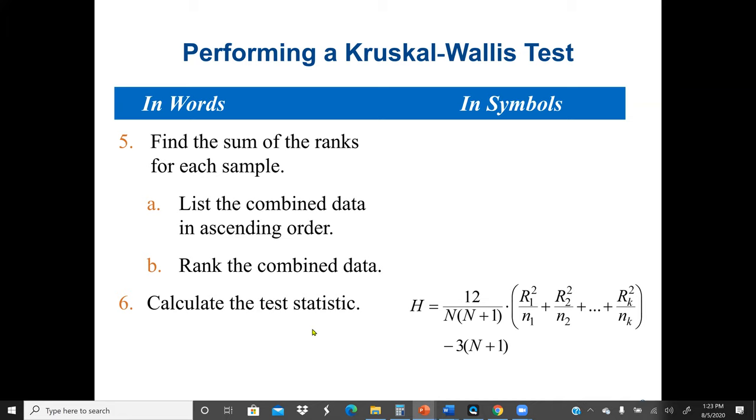Then we calculate the test statistic, which is H = 12 over N(N + 1) times the parentheses of R1 squared divided by N1 plus R2 squared divided by N2, all the way to Rk squared divided by Nk, minus 3 times (N + 1).